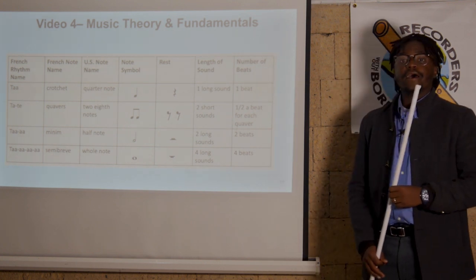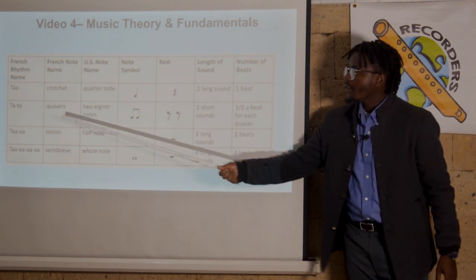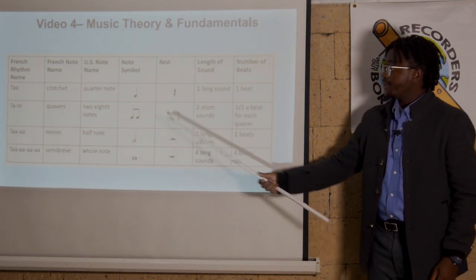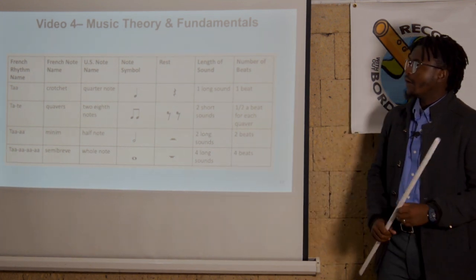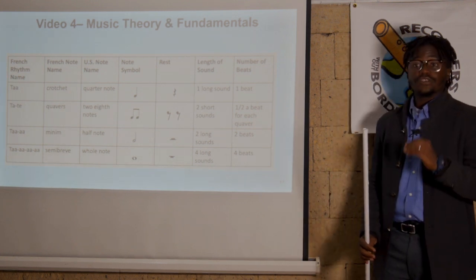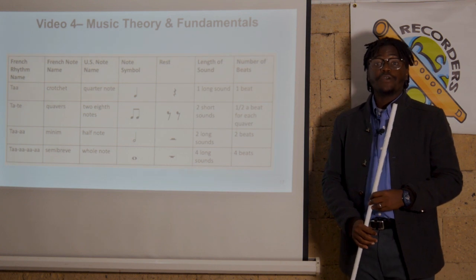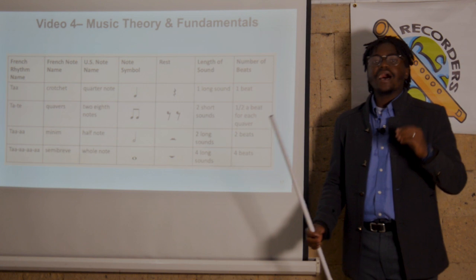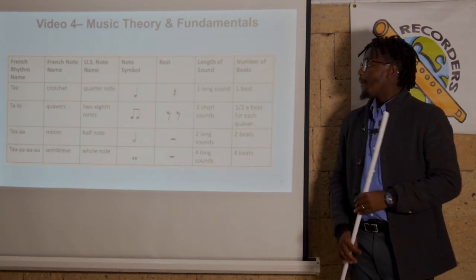Let's look at the next note, which is the quiver. The quiver is 2 eighth notes joined together. They go by this symbol, and that is their rest. So when you look at the quiver, it goes by the sound ta, te. Those are 2 short sounds, which are representing a half a beat for each quiver. Now, when you're coming to the rest for the quiver, it's a half a silent beat for each quiver.